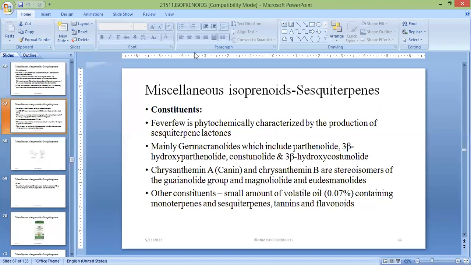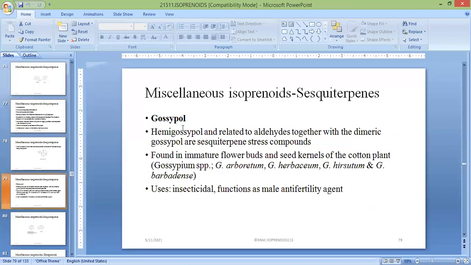Oh, the other important sesquiterpene I forgot to mention was gossypol. Gossypol, which is from cotton, is used as a male anti-fertility agent. Nelly used to love this question a lot.